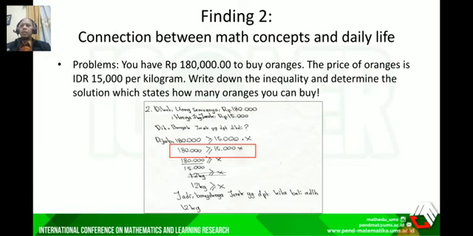They can write the mathematical model 1500x less than or equal to 180,000. However, only students with high abilities use kilograms as a unit in writing the solution.